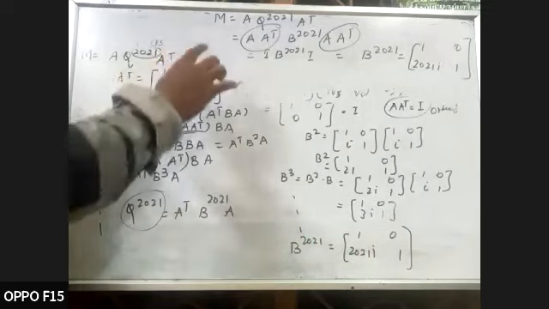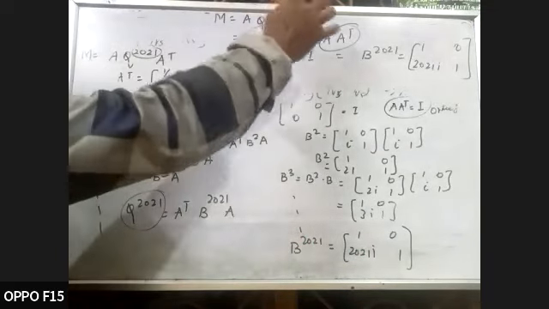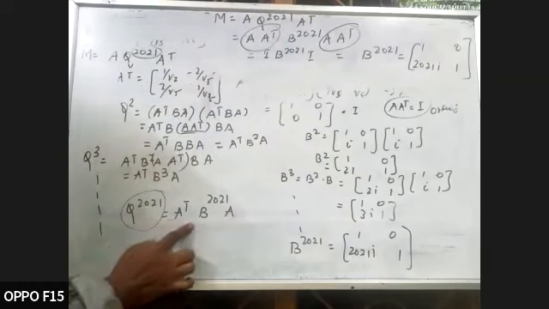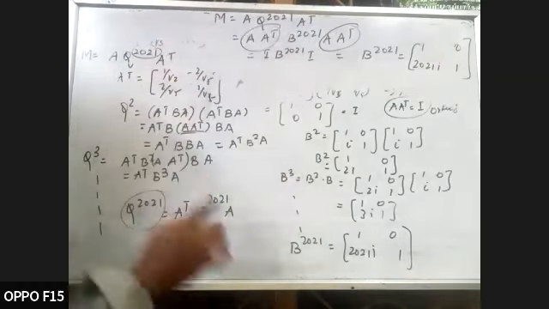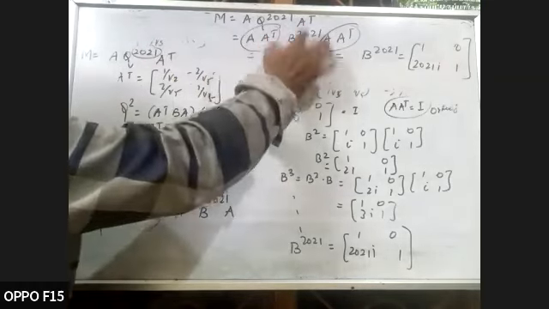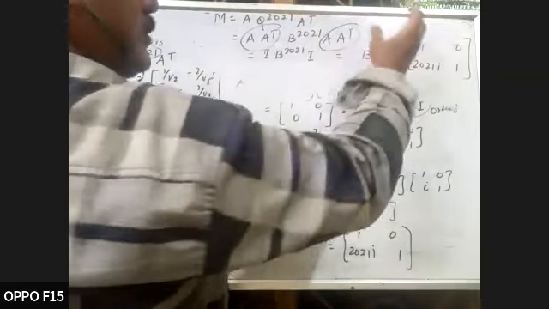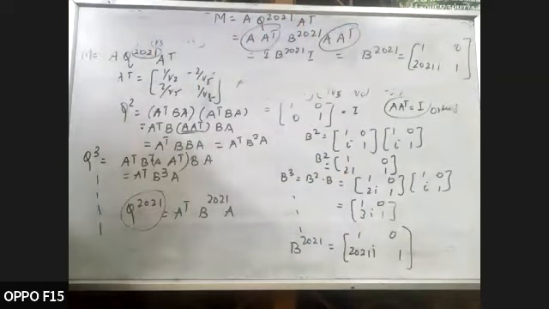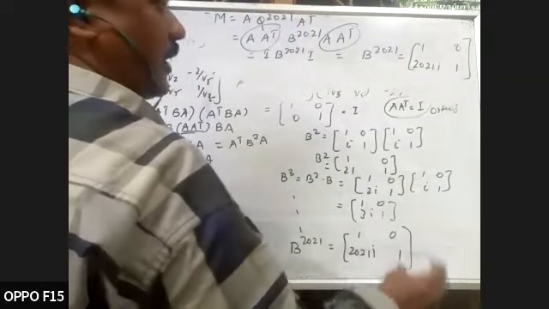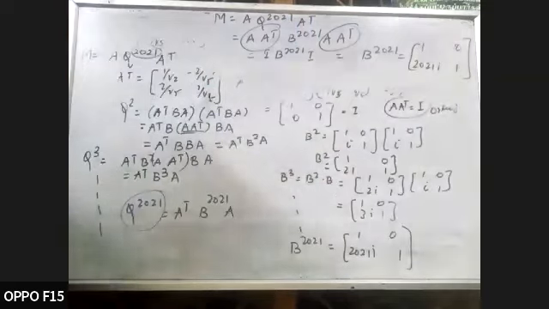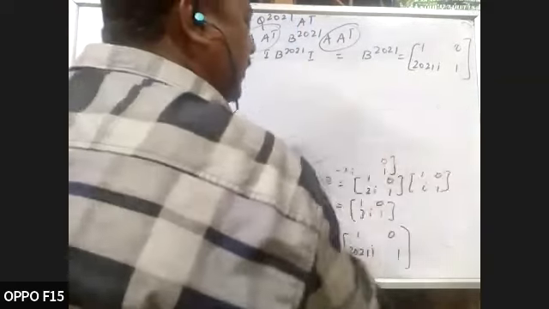But we know that M is equals to A Q 2021 A transpose. We are replacing Q 2021 by A transpose B 2021 A. Now A transpose or unit matrix will get the result as B 2021. We have found out that B 2021 is 1 2021i 0 1. That is the answer. My question is, find out the inverse of this matrix.